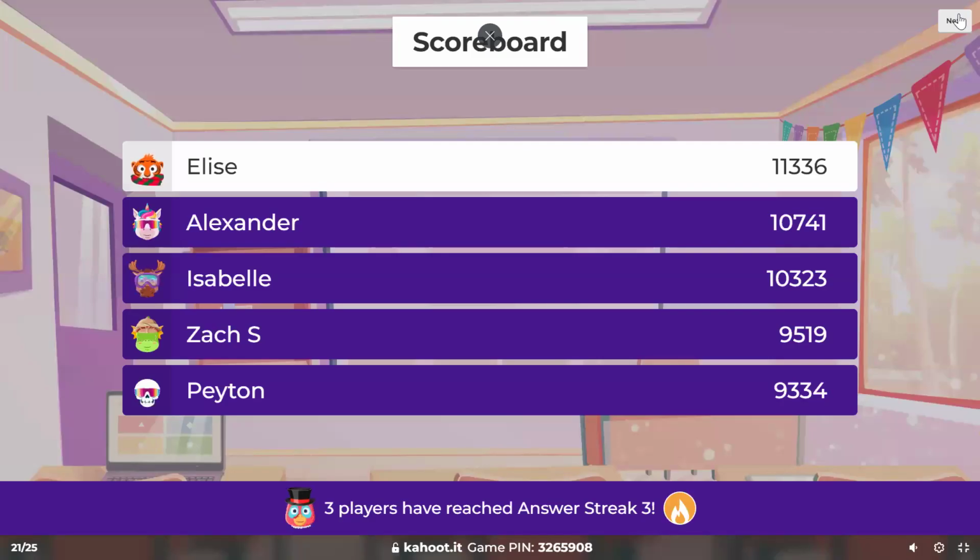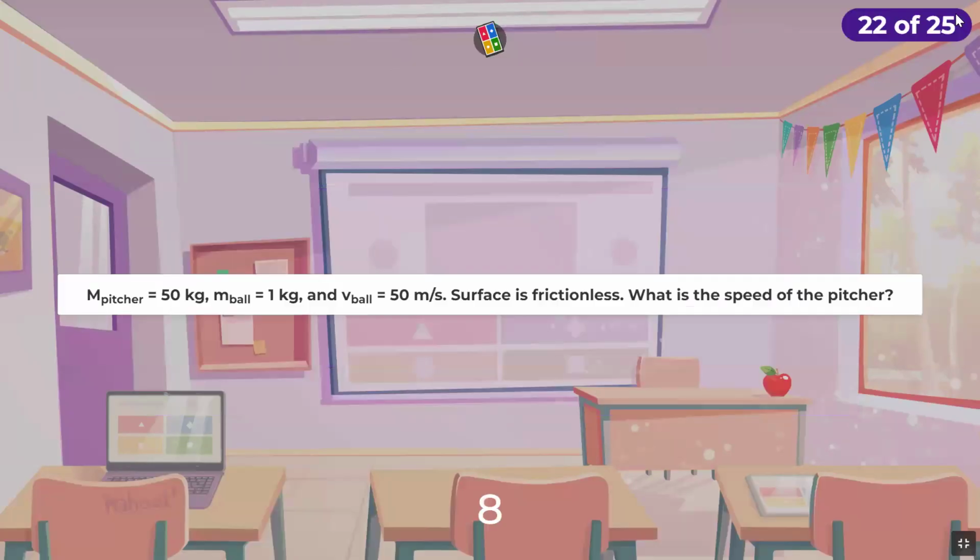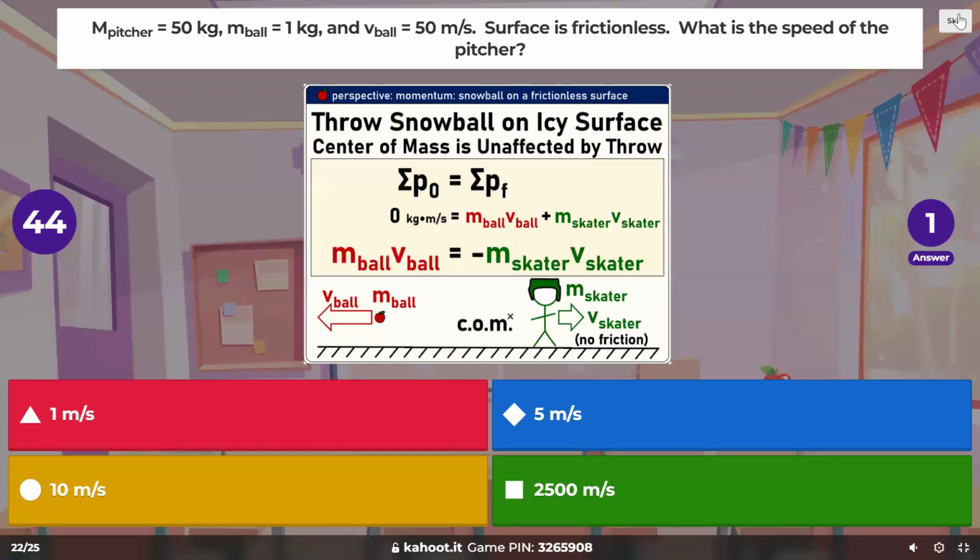Everybody doing all right? Mass of the pitcher, 50 kilograms. Mass of the ball, 1 kilogram. Speed of the ball, 50 meters per second. No friction. What's the speed of the pitcher? Hey, it's Magic School Bus.